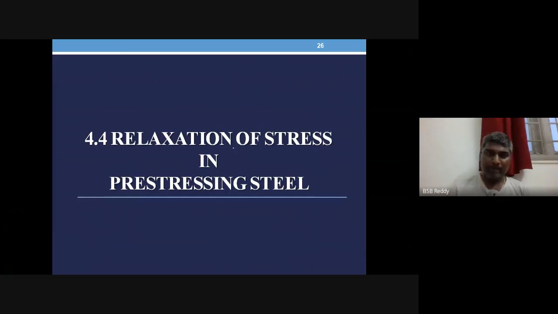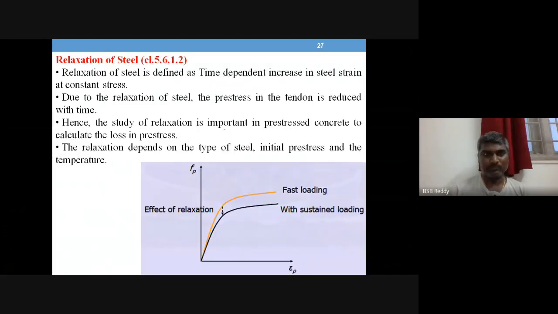Coming to relaxation of stress in pre-stressing steel, this session we shall talk about this one. So relaxation of steel means what? Relaxation of steel is defined as the time dependent increase in strain at a constant stress.